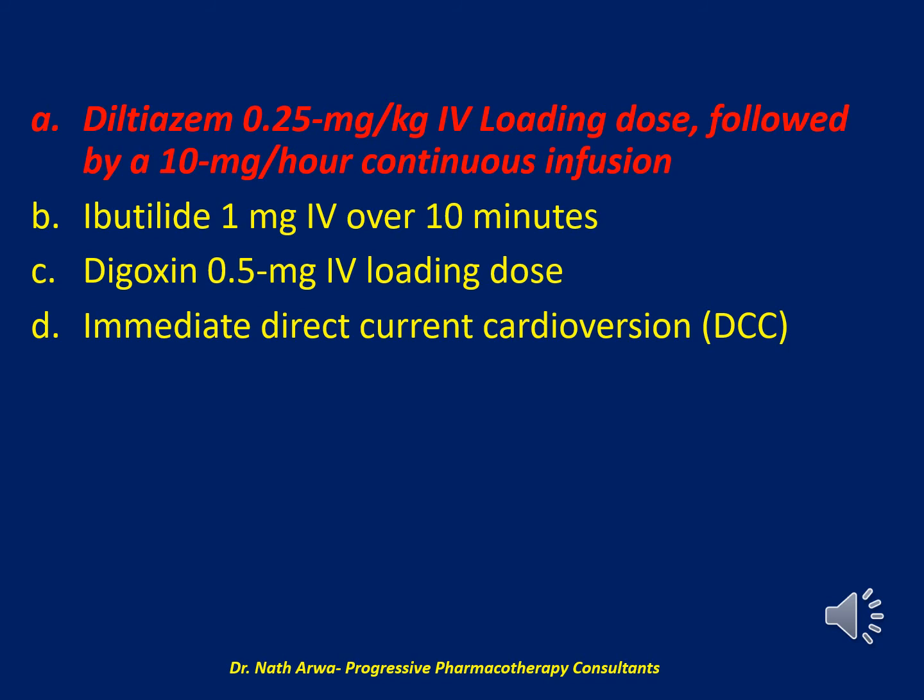Digoxin is not a preferred drug for acute termination of SVT because of its slow onset of action and relative lack of efficacy. That makes answer C incorrect. Ibutilide, though effective for terminating atrial fibrillation and SVT with pre-excitation, is not a preferred drug for SVT without pre-excitation. That makes answer B incorrect.